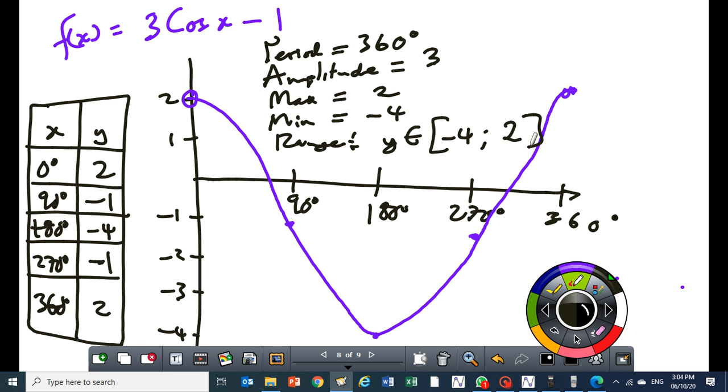Right. The maximum value is 2, the minimum is minus 4, the range is from y equal to negative 4 up to y equal to positive 2. Okay?